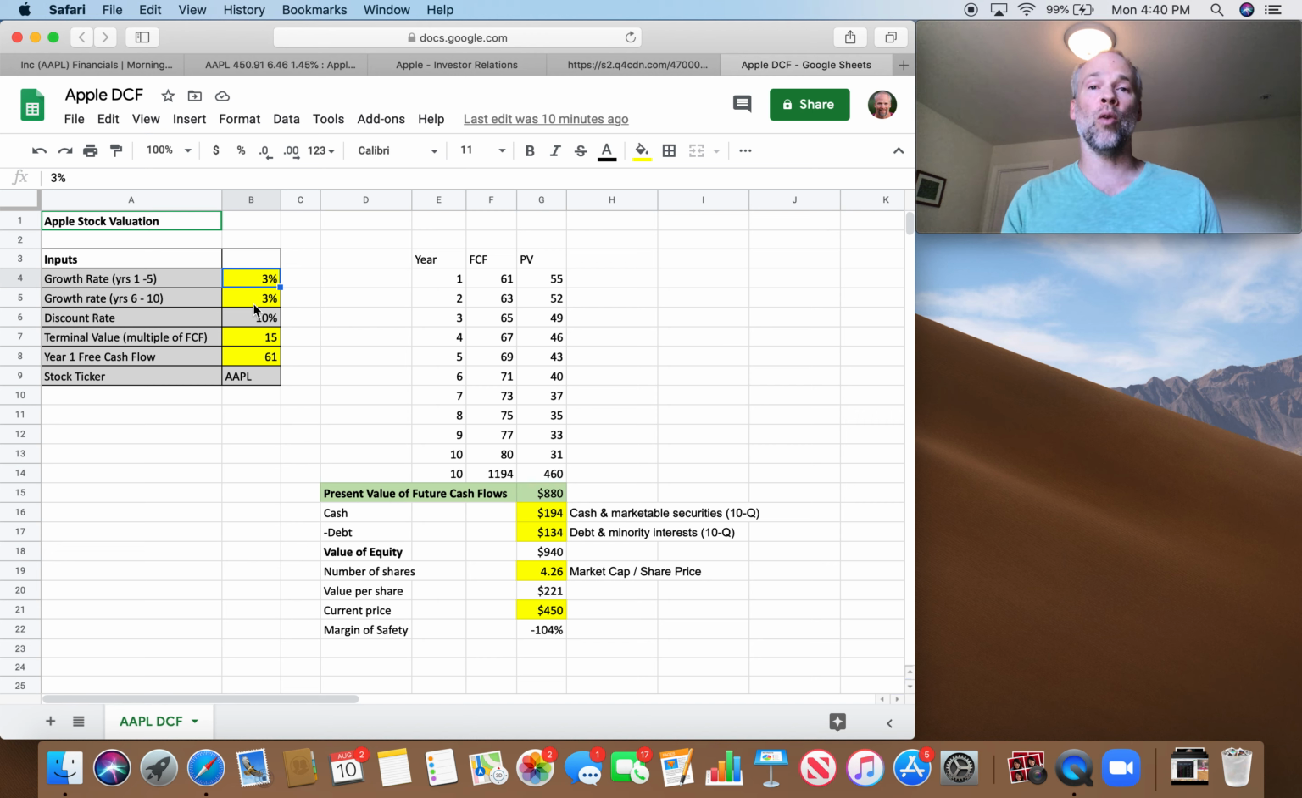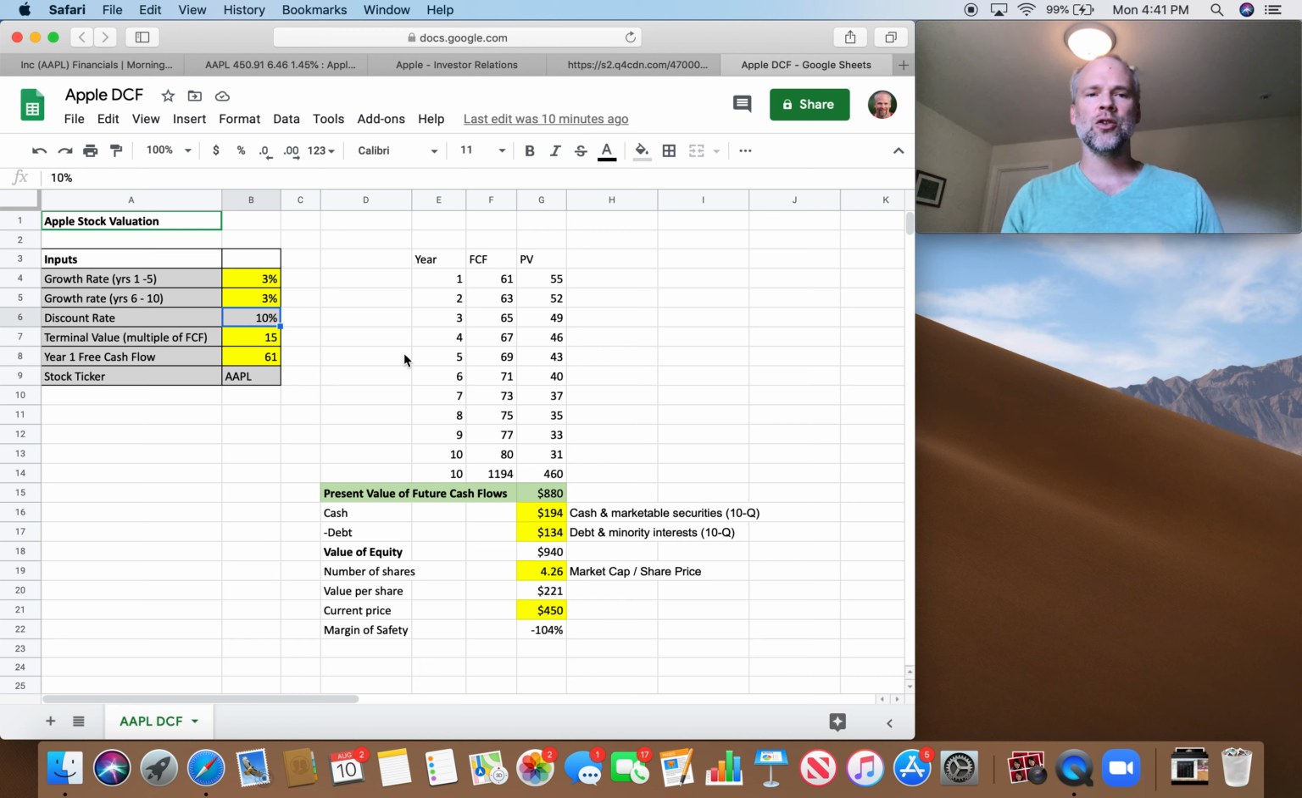If we're dealing with a high growth company, we're usually going to have a higher value growth for years 1 through 5 and then kind of taper it down to a more mature company, years 6 through 10. But since we're dealing with a mature company, we're just going to do 3% across the board.